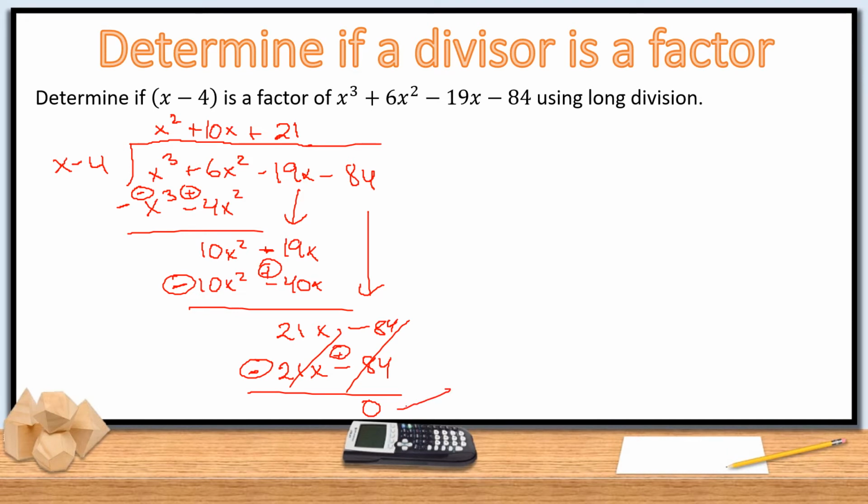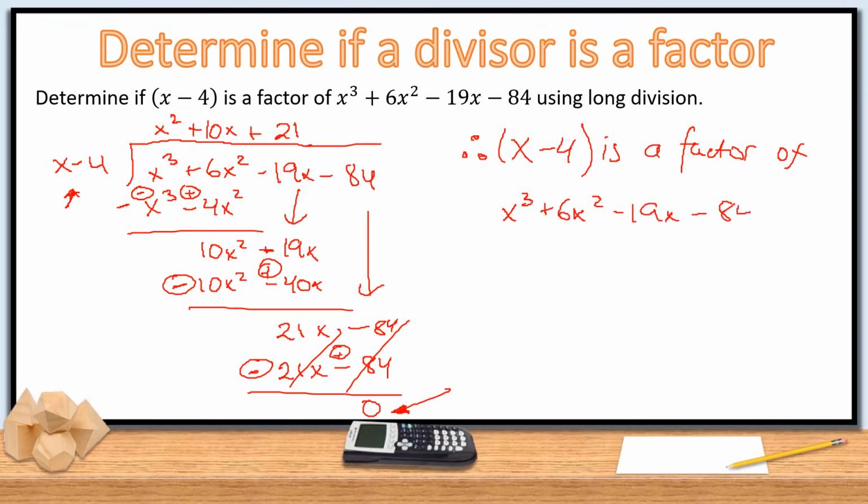If you get a remainder of 0, that means that the divisor, x minus 4, divided evenly into the dividend and gave you a quotient with no remainder. So we would say, therefore, so remember a little triangle with dots, therefore, x minus 4 is a factor of the polynomial x cubed plus 6x squared minus 19x minus 84. Side note, we can also use the quotient to find remaining factors if they exist.